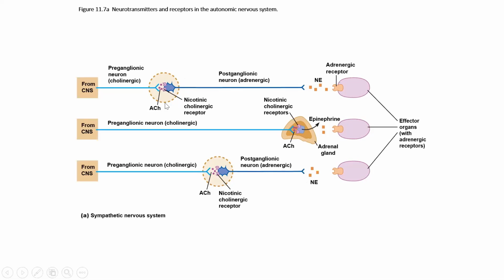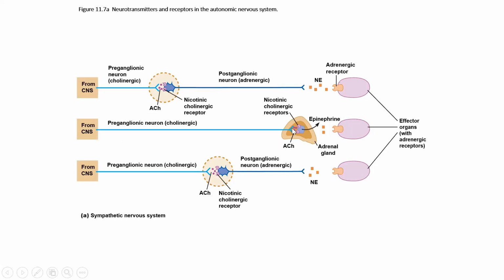And then this is going to have a second neuron, which is the postganglionic neuron. Because this is in the sympathetic system, the second neuron will not release acetylcholine unless it's going to a sweat gland, okay? So it's usually going to release norepinephrine, which will bind to an adrenergic receptor on the effector organ itself.